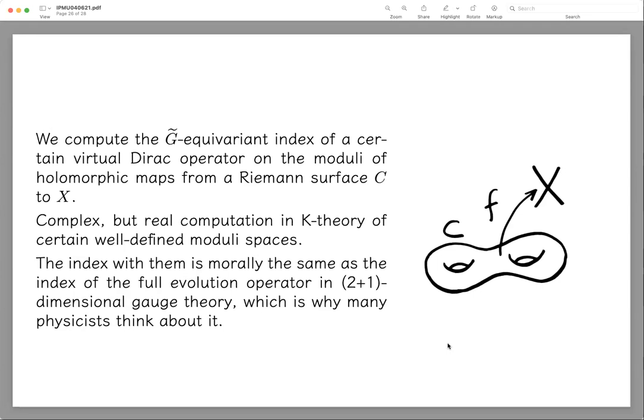These are very complex, but real computations. This means all the actors and actresses and the scene of this computation are defined. It's a mathematical computation. And as I said, this is why people are interested in this, because it's a way to access something about the full evolution operator in the full 2+1 dimensional gauge theory, and certainly a lot of my colleagues in both mathematics and physics think about it. Many of them are at IPMU and elsewhere.